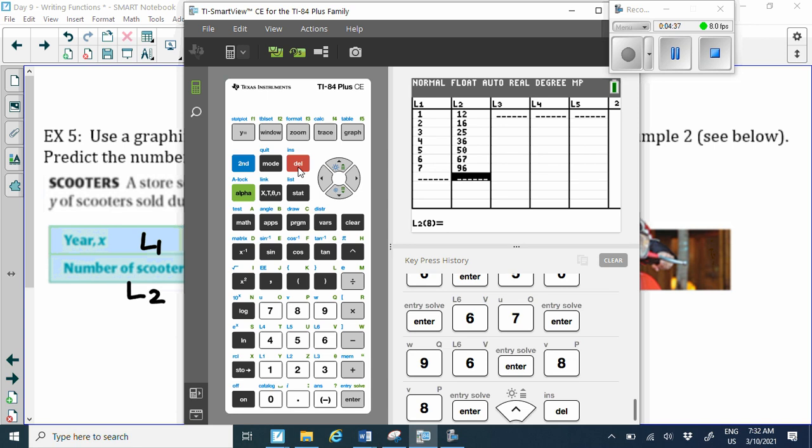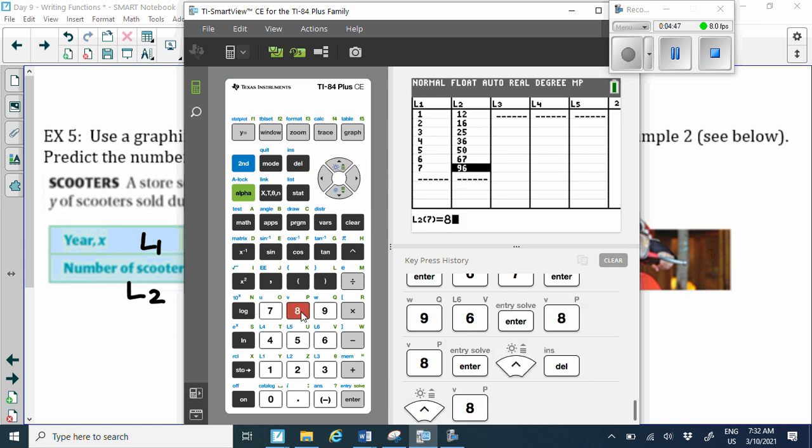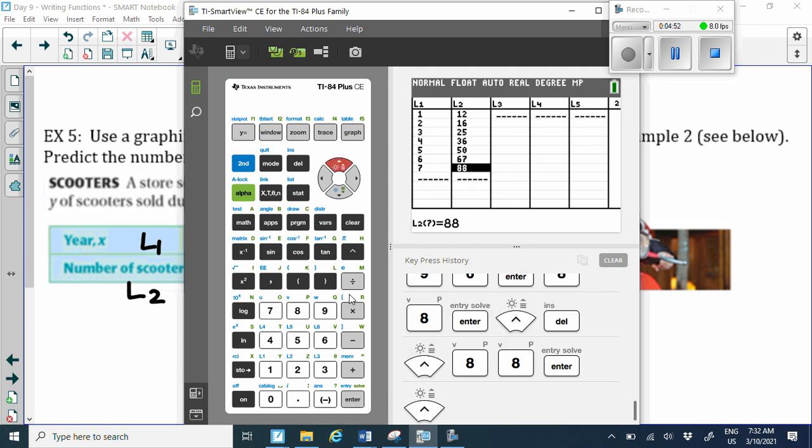That's a little bit of a time saver, especially if you just make one mistake. And if you are short one, remember that you can always rewrite over something. I can do this as 88, enter, and it changes it. So you can always do that just in case, instead of clearing the entire list and starting all over. There are little shortcuts.